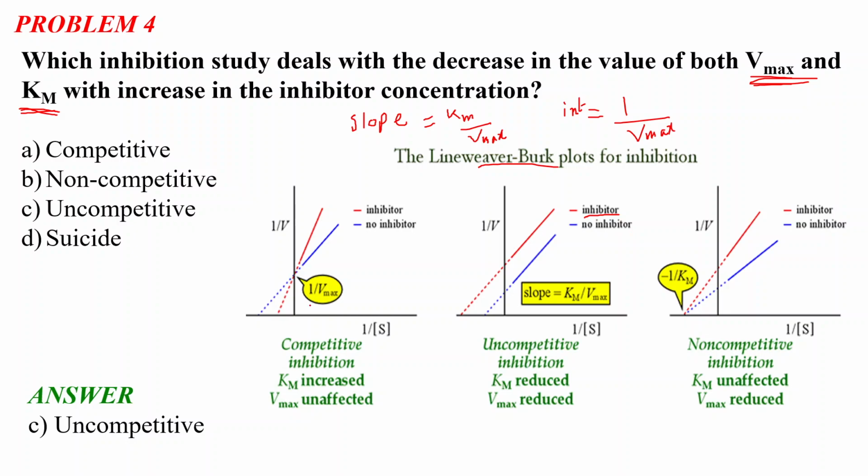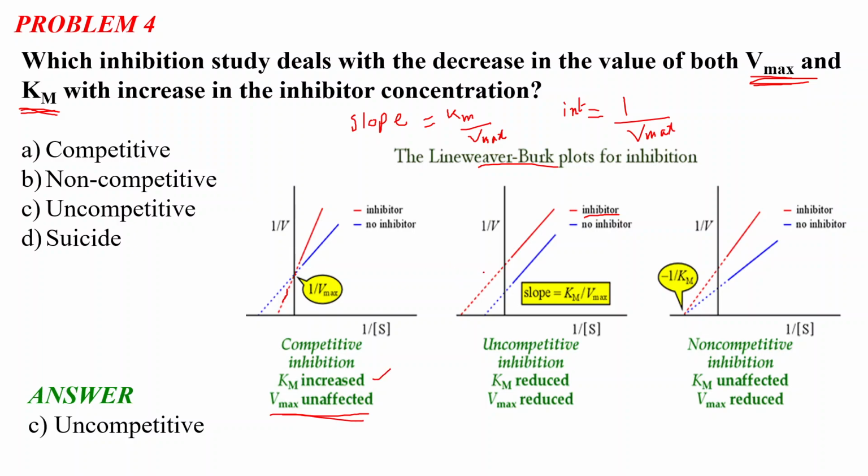In the first graph, for competitive inhibition, both lines meet at the same point on the y axis, which means the value of the intercept is the same in the presence of inhibitor or no inhibitor. Since the intercept is the same, it implies that Vmax is unaffected, unchanged. But look at the slopes. With the inhibitor, the slope of the red line is more than the blue line, meaning Km by Vmax is increasing, but Vmax is unchanged. So it implies that the value of Km is increasing.